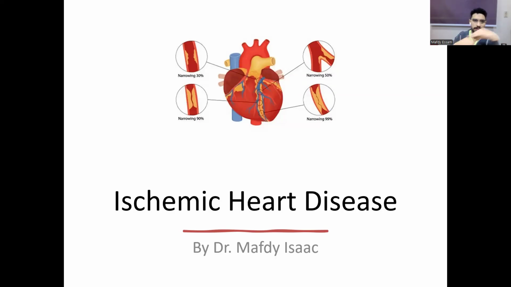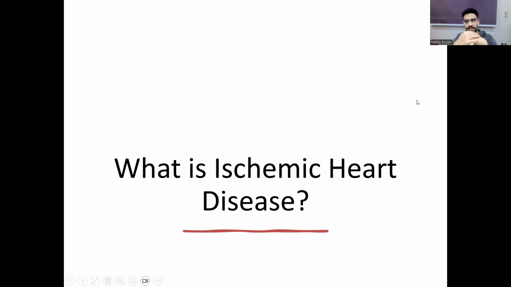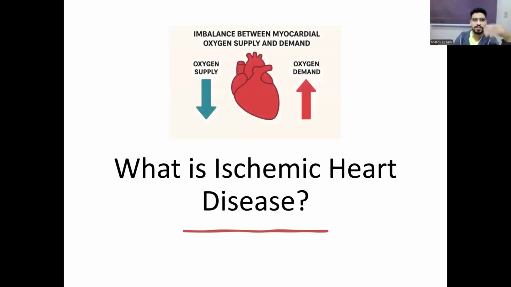Today's topic is ischemic heart disease. So what is ischemic heart disease? Ischemic heart disease is decreased blood supply to the myocardium, usually due to narrowing of the coronary arteries. And this causes something called supply-demand mismatch.